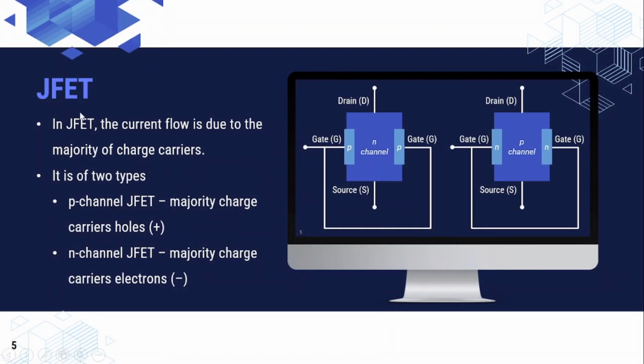First we discuss the JFET, junction field effect transistor. In JFET, the current flow is due to the majority charge carriers. It is of two types, P-channel JFET and N-channel JFET. For P-channel JFET, the majority charge carriers are holes. For N-channel JFET, majority charge carriers are electrons. It has three terminals: gate, drain and source. The gate terminal plays a significant role in controlling the flow of current through the semiconductor device. The source and drain are the terminals where the current enters and exits. The flow of electrons can be controlled by the gate.